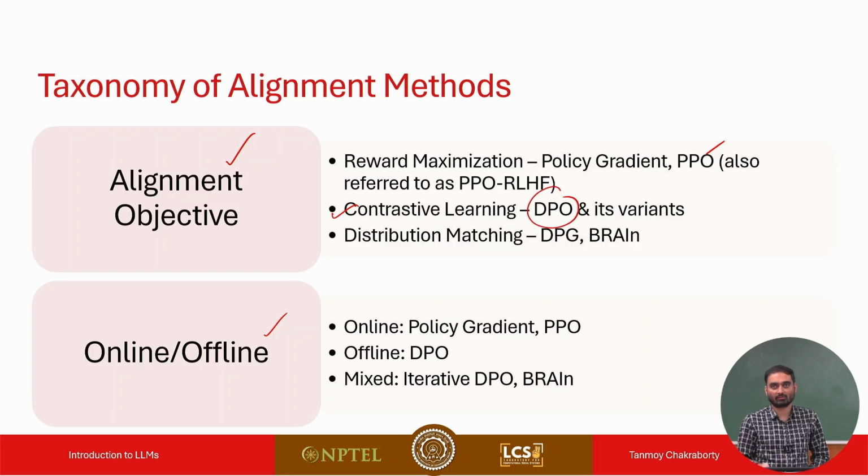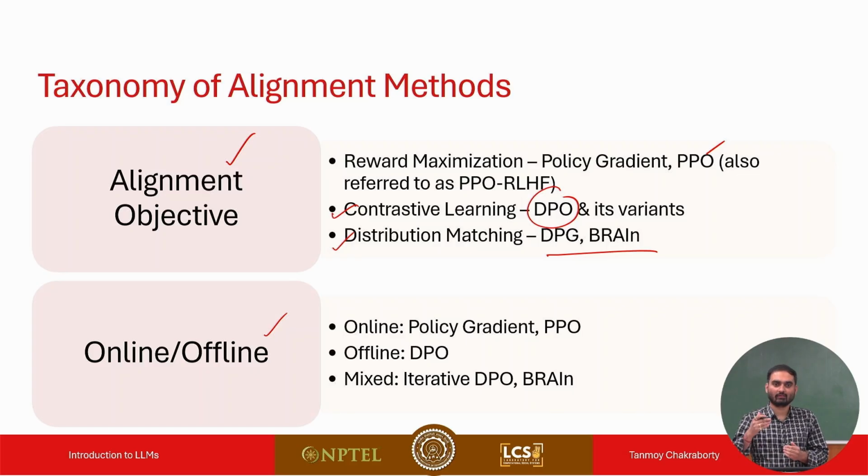We may not be able to cover DPO in this lecture, but you can essentially look at the paper, and there are many other online materials available. So this basically follows the contrastive learning paradigm. And then we have another type of methods called distribution matching. Again, these are advanced methods like BRAIN and DPG and stuff like that.